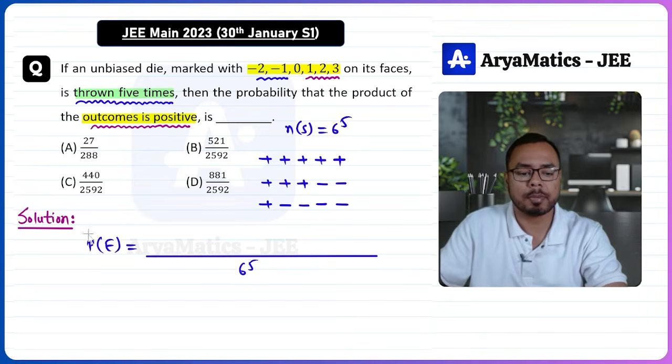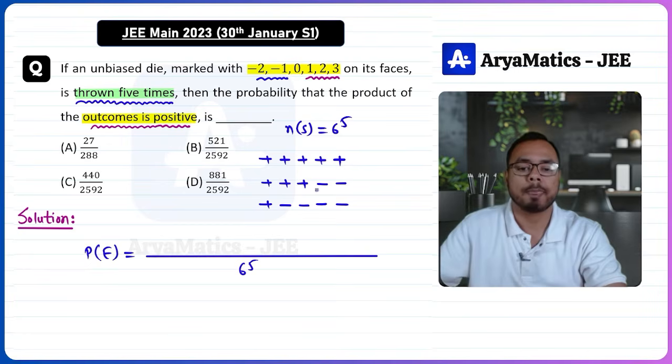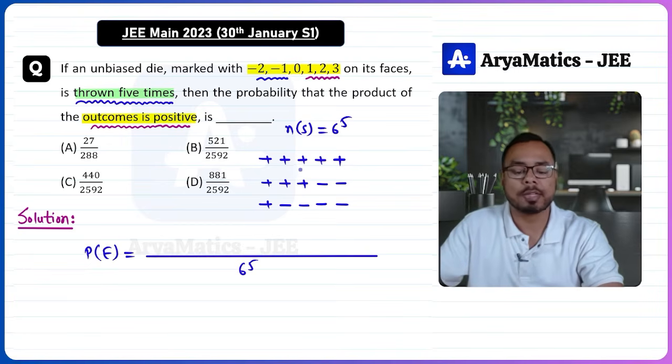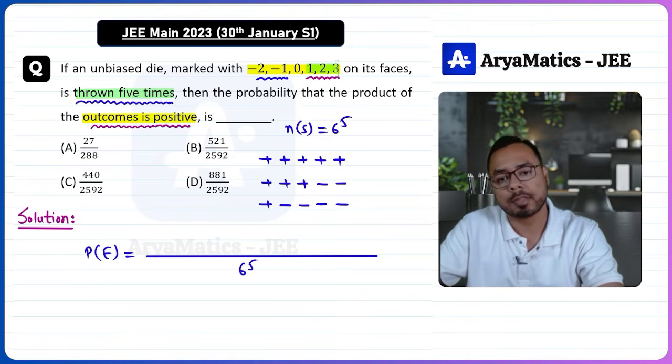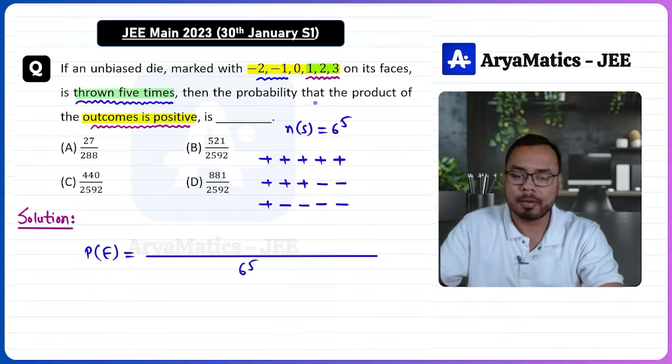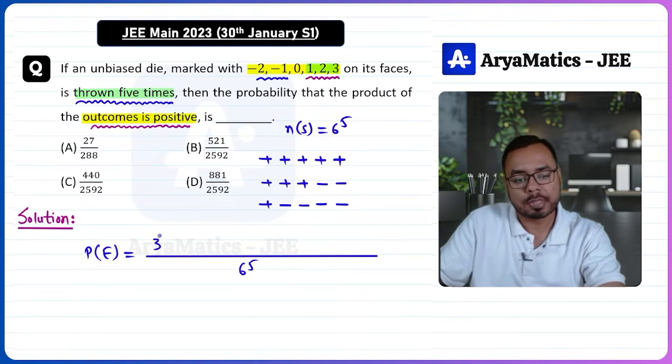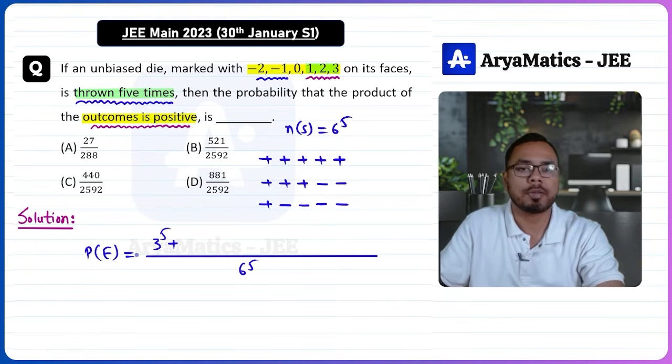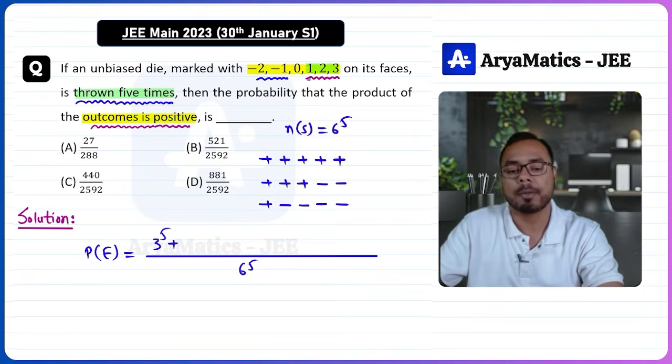Now let us talk about the number of favorable cases. Favorable cases means these 3 cases, right? One case where all 5 outcomes are positive. If all 5 outcomes are positive, for the first outcome we have 3 options. We can take any one of these 3 positive numbers. For the next outcome again we have 3 options. So in this case you'll get 3 raised to 5 favorable cases, right? All 5 outcomes are positive. So first one is positive, 3 options, next one is positive, another 3 options, and so on.